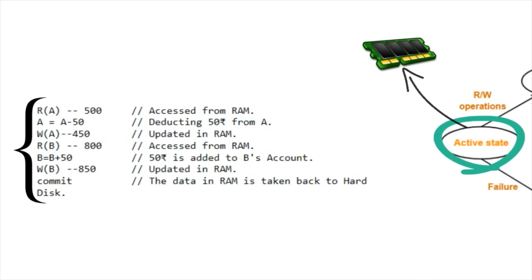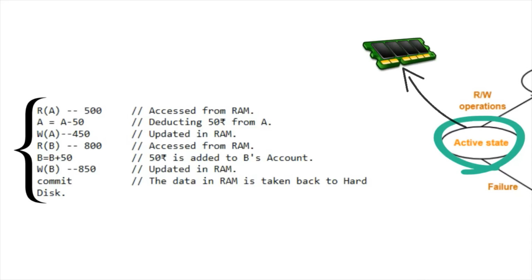Whenever we are discussing the active state, 2 points you have to remember. First, this is the state where all the instructions will be executed for a specific transaction. And second, whatever changes are made by this transaction during its operation, all those changes will be stored in the buffer of the main memory. So this is all about the active state.